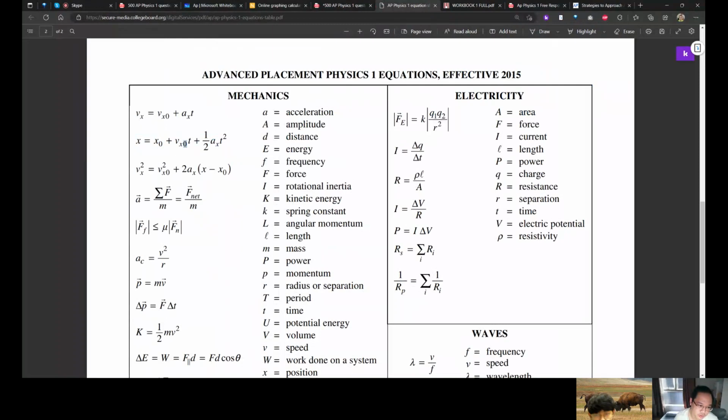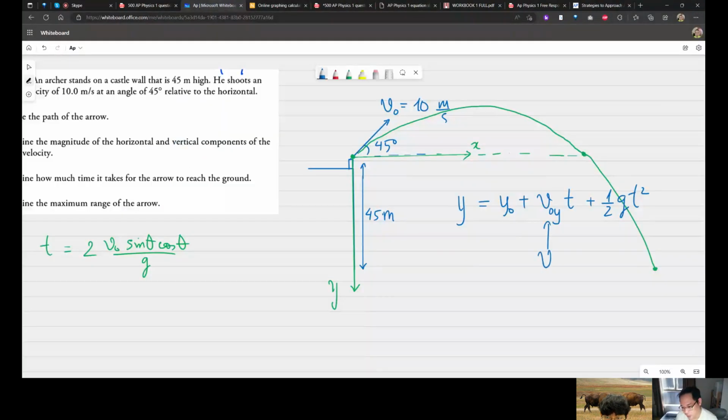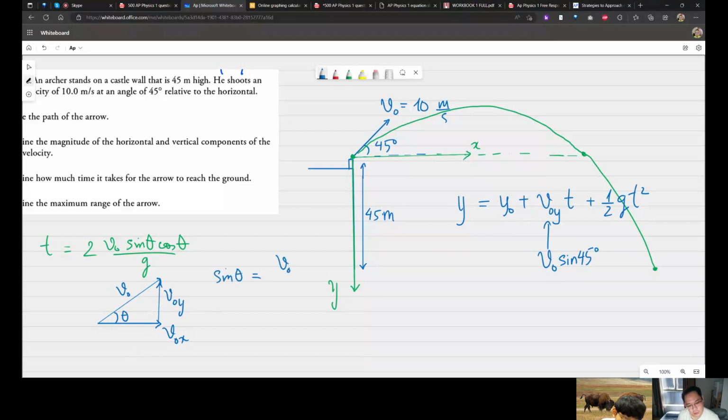This is the initial vertical velocity, which is the initial velocity v0 multiplied with sine of 45 degrees. Remember trigonometry? This is the initial velocity. This is the horizontal component, v0x. And this is the vertical component, v0y. Sine of this angle, sine is the opposite, which is v0y, over the hypotenuse, which is v0. So v0y, the vertical initial velocity, is the initial velocity multiplied with sine theta.